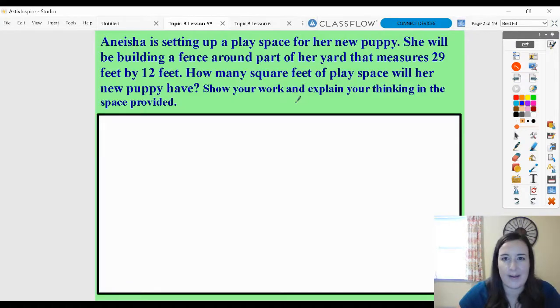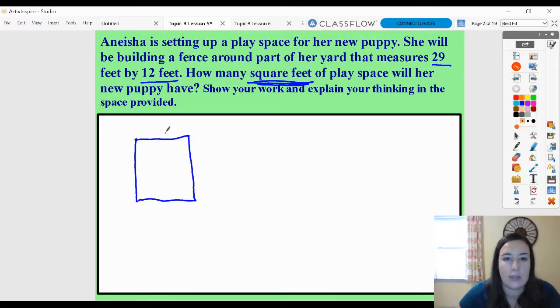Let's get started with an application problem for today. Anisha is setting up a play space for her new puppy. She will be building a fence around part of her yard that measures 29 feet by 12 feet. And it says, how many square feet of play space will her new puppy have? So it's asking for square feet. So actually, what they want is the area in between.